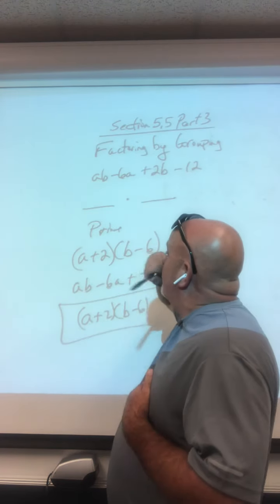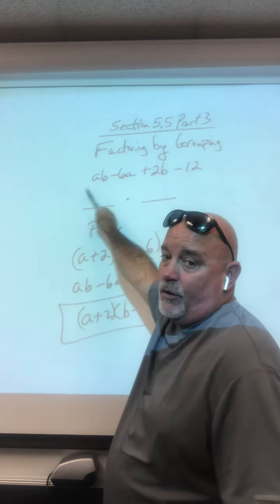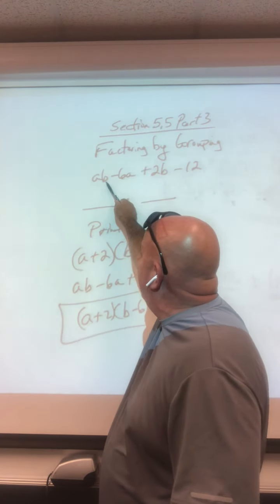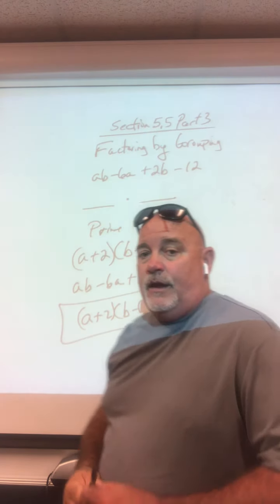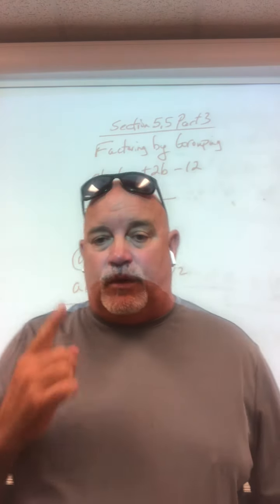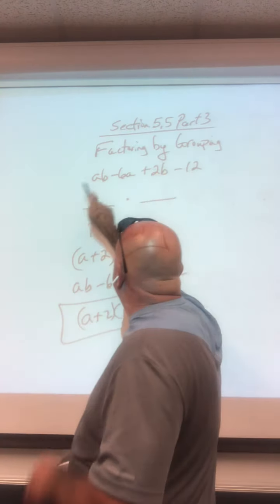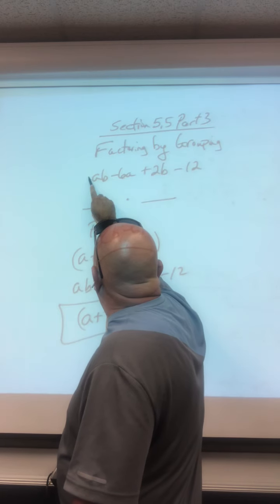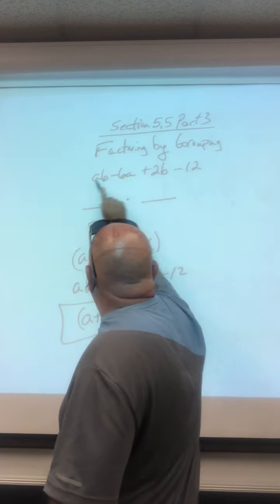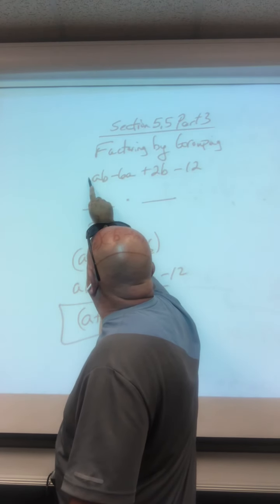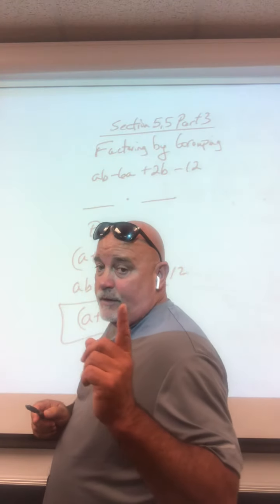All right, so let's suppose I wanted to factor this problem right here. You don't have to write this down yet. AB minus 6A plus 2B minus 12. Now, what did we say in the last video? What's the first thing we look for? I always look for a GCF. Is there a number that goes into 1, 6, 2, and 12? You say, well, 2. No, 2 won't go into 1. So there's no number that divides into all four of those other than 1.